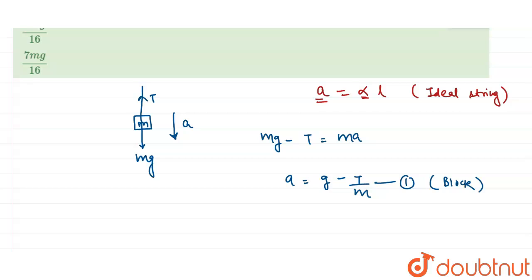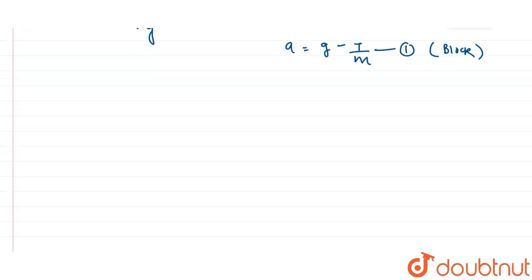Similarly, I am going to draw a diagram for the rod also. As you can see in the diagram, the rod has mass m and length l. So at the center of mass this length is l by 2. From the center of mass the weight is acting downward, that is mg. And there is a tension in the string which is connected to this end, that is T.